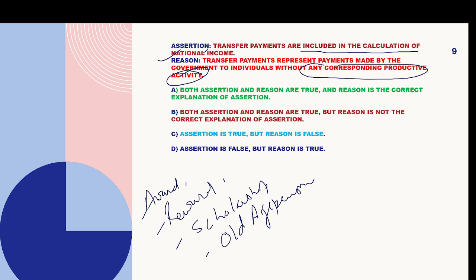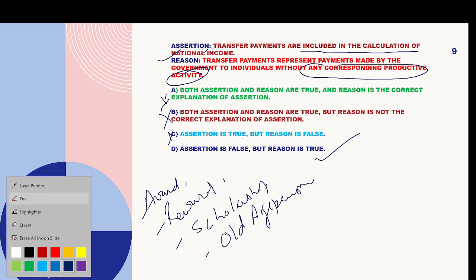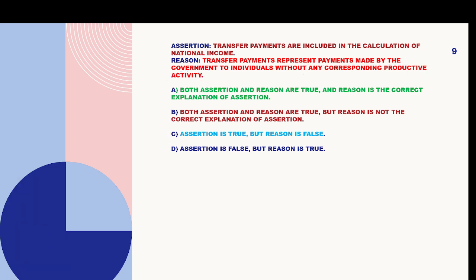So in this option, both assertion and reason are true, and the reason is the correct explanation of assertion. This is wrong. Both assertion and reason are true, but reason is not the correct explanation. This is wrong. Assertion is true, but reason is false. This is wrong because the assertion itself is wrong. Now, assertion is false, reason true. This is right, I think so. Okay. So before choosing the correct answer, you have to check whether each statement is right or wrong. Okay. So thank you. Next.